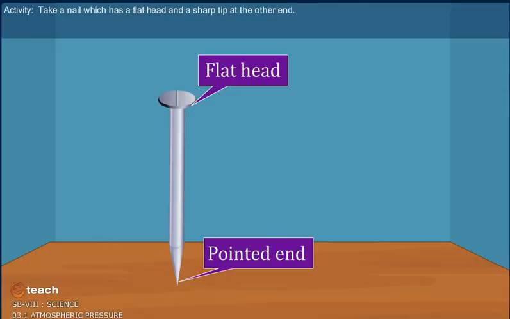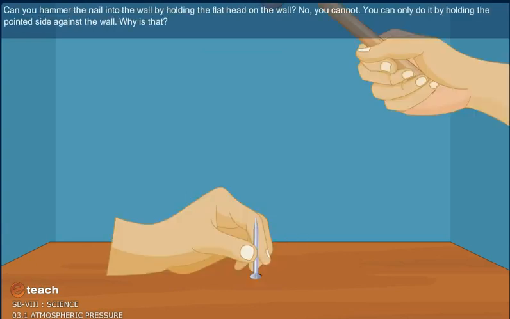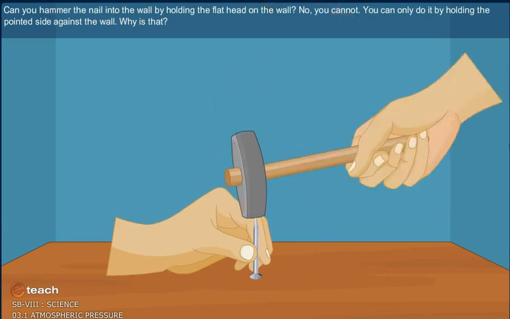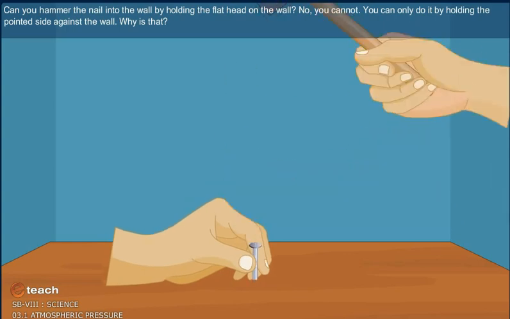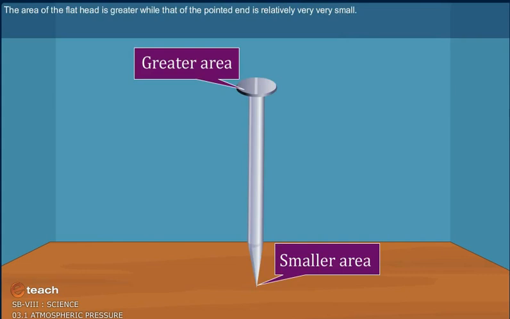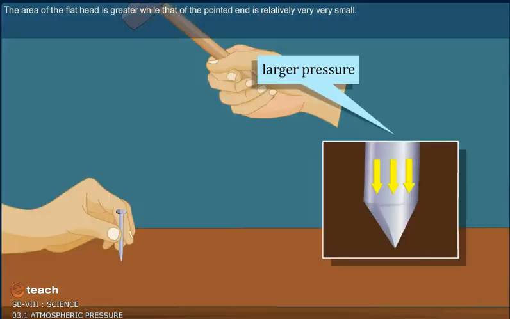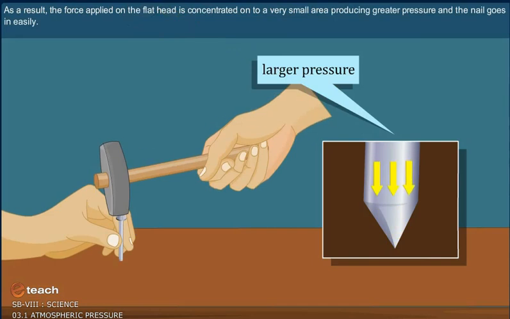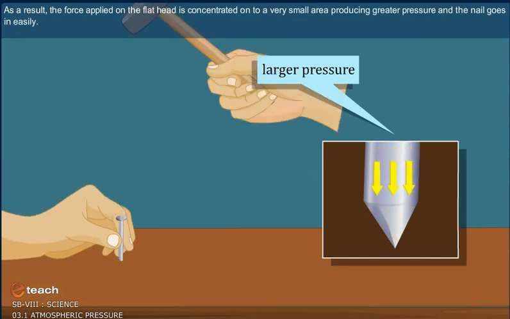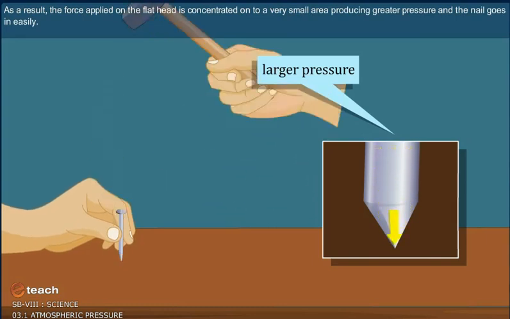Activity. Take a nail which has a flat head and a sharp tip at the other end. Can you hammer the nail into the wall by holding the flat head on the wall? No, you cannot. You can only do it by holding the pointed side against the wall. Why is that? The area of the flat head is greater, while that of the pointed end is relatively very small. As a result, the force applied on the flat head is concentrated onto a very small area, producing greater pressure, and then the nail goes in easily.